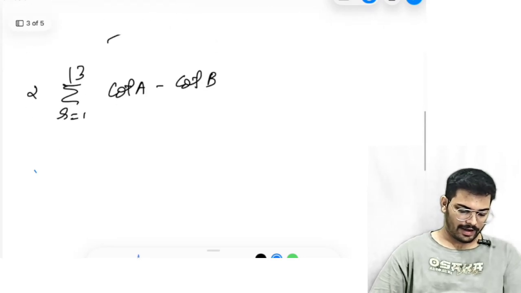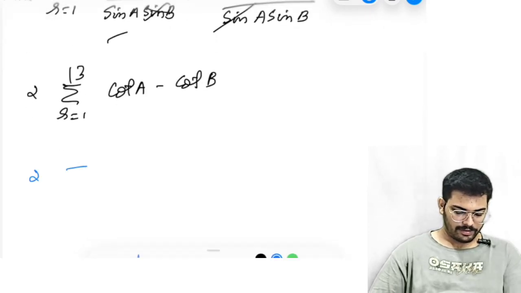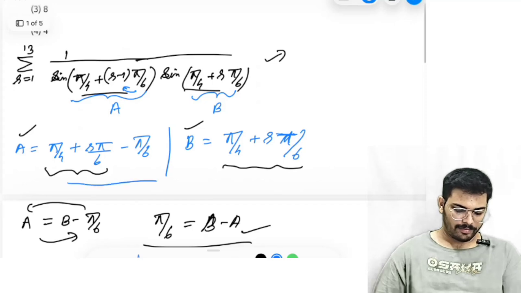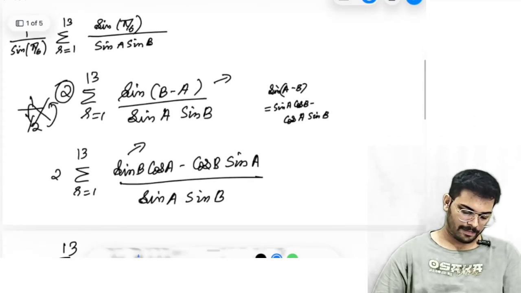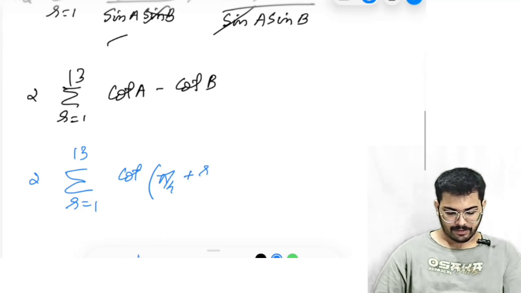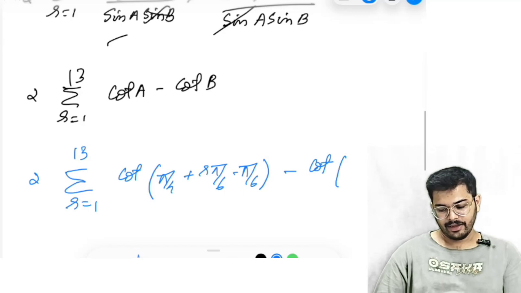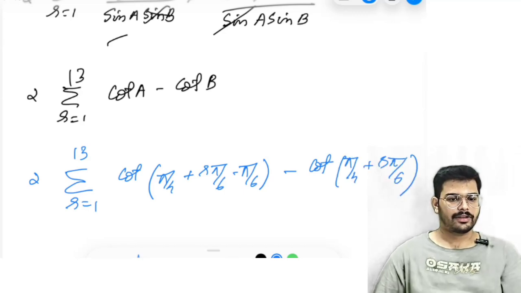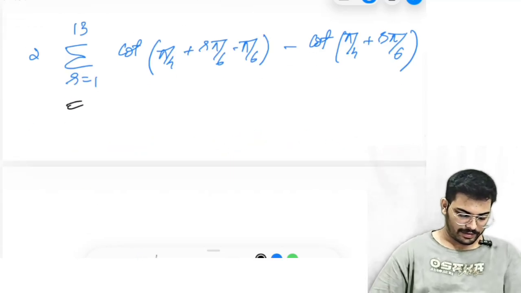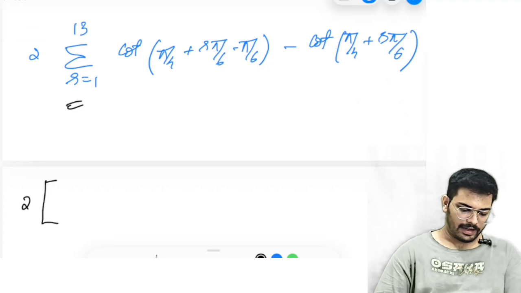Now we can substitute the values. This will be 2 into sigma r varies from 1 to 13 of cot a minus cot b. The value of a is pi by 4 plus r pi by 6 minus pi by 6, and cot b will be pi by 4 plus r pi by 6. Now we will be applying this sigma notation over here. So we will be putting the r value as 1.